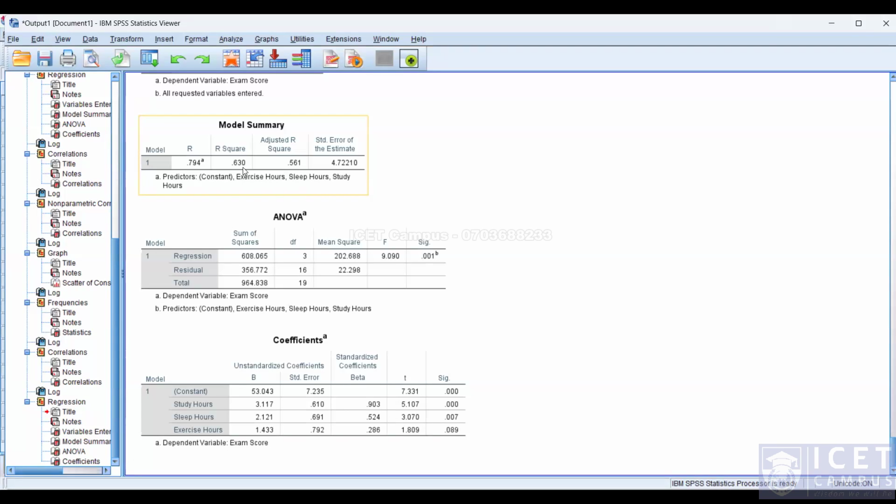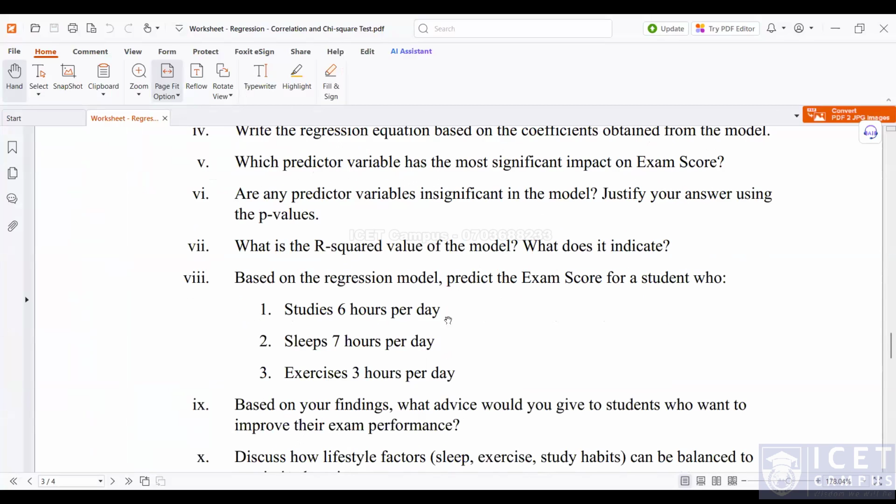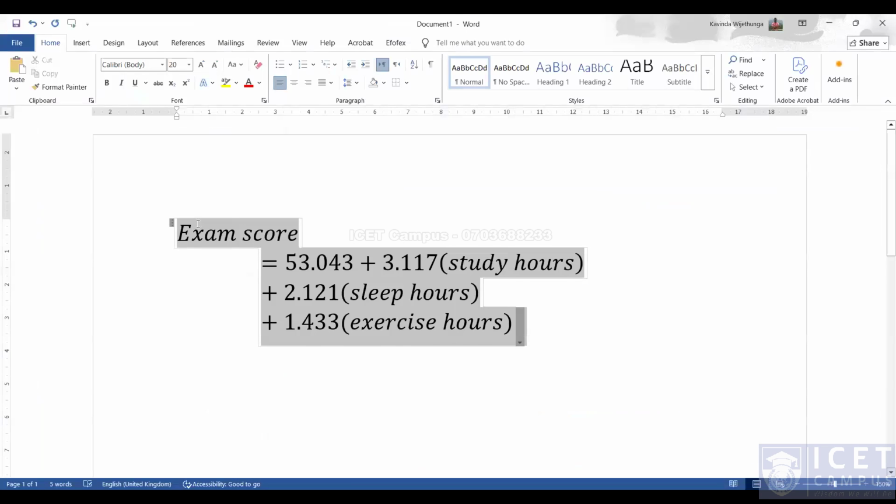The R square value is not 0.8 or higher, so we cannot say it's a good model. Based on the regression model, we have to calculate: predict the exam score for the student. So we have to do a prediction, the exam score prediction.